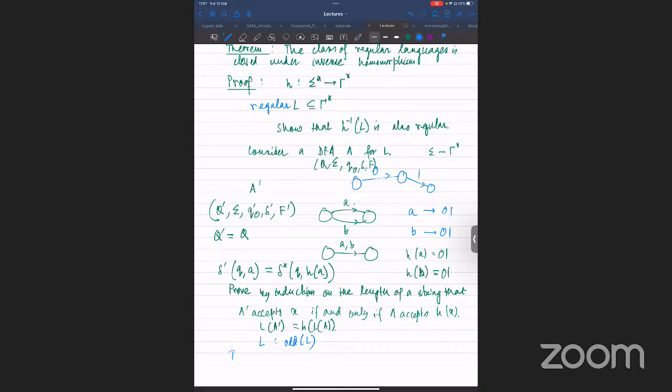So essentially the idea is that the transitions in A prime on a belonging to sigma simulate transitions on h of a in A, capital A. Clear?